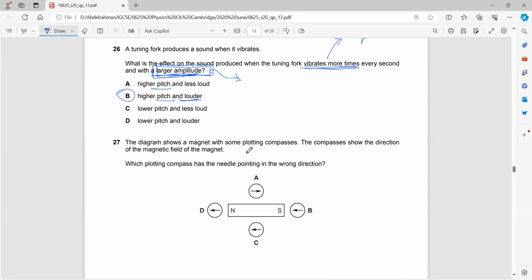Which compass is wrong? Which compass is pointing in the wrong direction? Yes, it is C. C is wrong. C has to point in the opposite direction. This is the north and this is the south pole. It has to move from the north to the south.